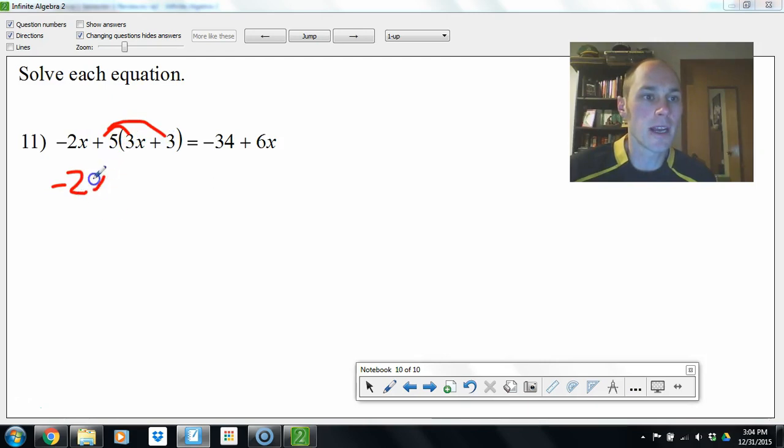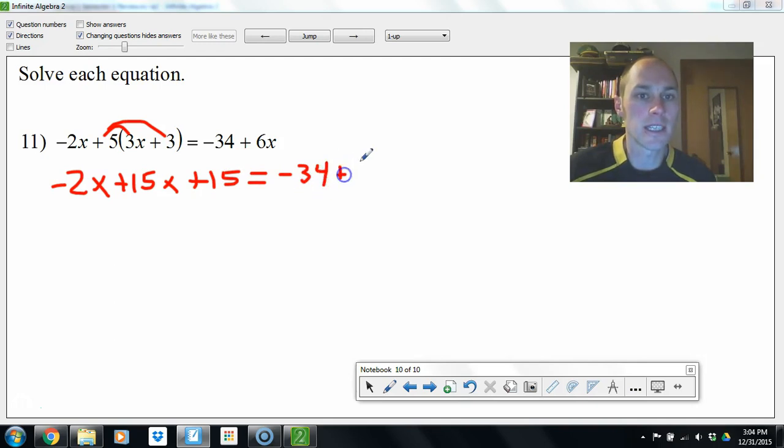So I have negative 2x. Positive 5 times 3x is positive 15x. And a positive 5 times a positive 3 is positive 15. And on the right side of the equation, we can't combine those terms, so we'll leave negative 34 plus 6x.